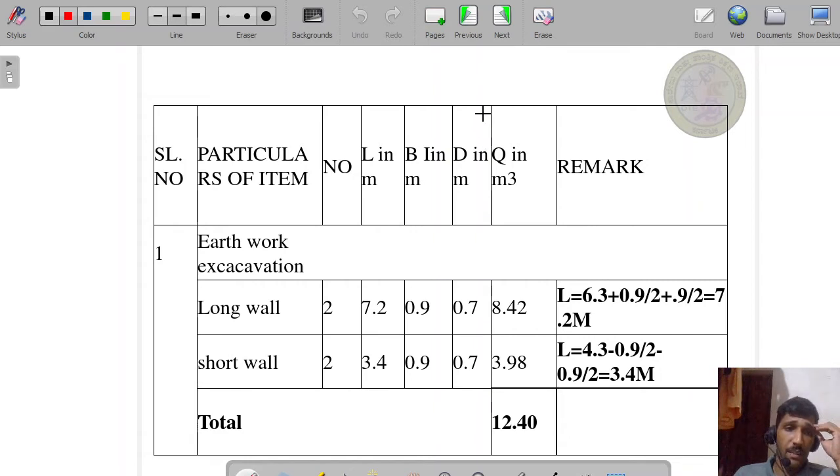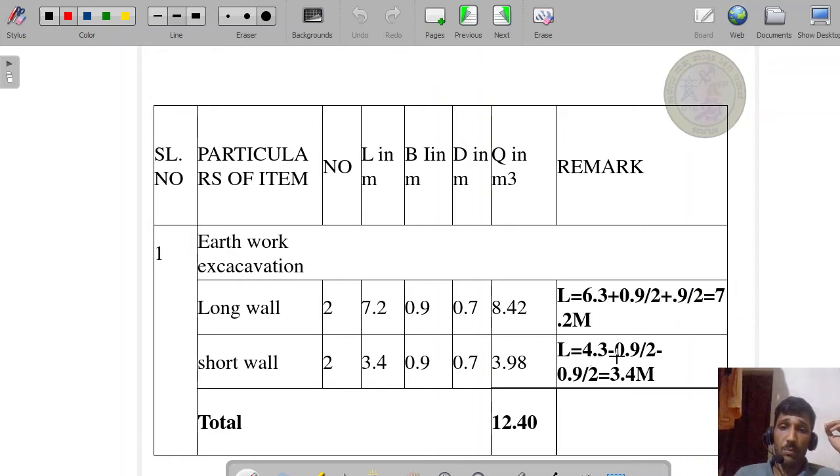Say this is the measurement book. Before doing the measurement book, first you compute the long wall length and short wall lengths, and the number of long walls and short walls are also to be identified. In this particular problem, long wall length is equal to, in x direction, 6.3 plus 0.9 by 2 plus 0.9 by 2. 0.9 is the width of the foundation. Therefore, in long wall, both the side half of the breadth of the foundation are to be added. 6.3 plus 0.9 by 2 plus 0.9 by 2.